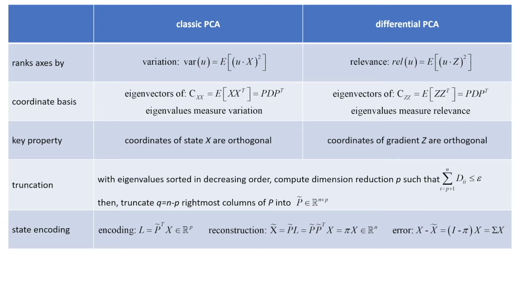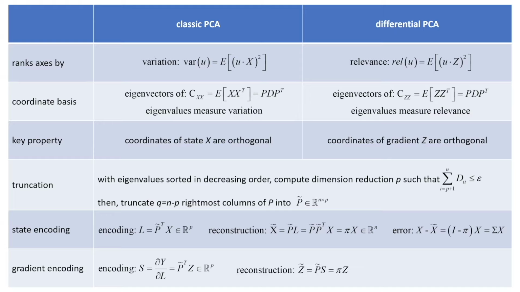In processing states X into low-dimensional codes L, I also need to rewrite differential data Z in terms of the differential with respect to L. Denote S the gradient of Y with respect to L. By an application of the chain rule for derivatives and some basic algebra, S equals P tilde transpose times Z. Notice the same operator that projects states X into L also projects differentials Z into S. Therefore, the reconstruction of Z is given by P tilde times S, which is pi times Z, and again the error is sigma Z.